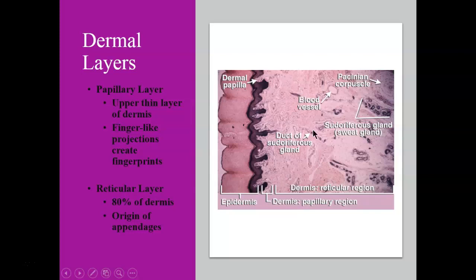So it's in the reticular layer that we find lots of blood vessels and nerve receptors such as the Pacinian corpuscle, and we find lots and lots of glands. Now what you're seeing here with all these little circles, these are cross sections, cuts through a tubular structure. We'll see these a little bit more. So it's the reticular layer that makes up about 80% of the dermis and is the origin of most of the appendages.